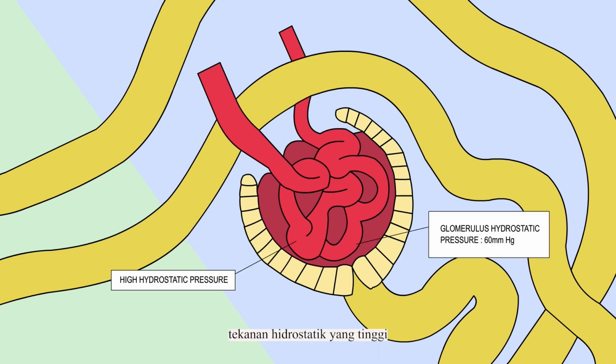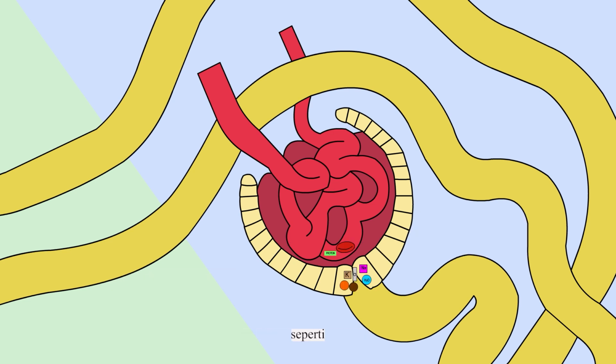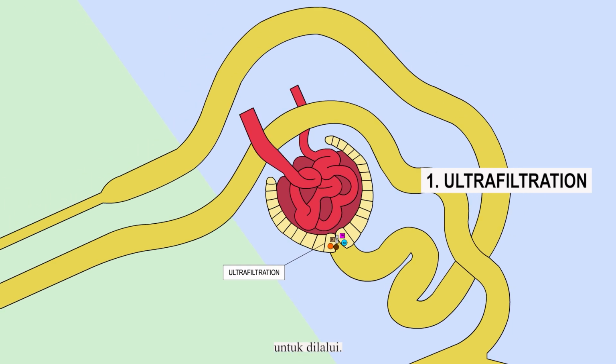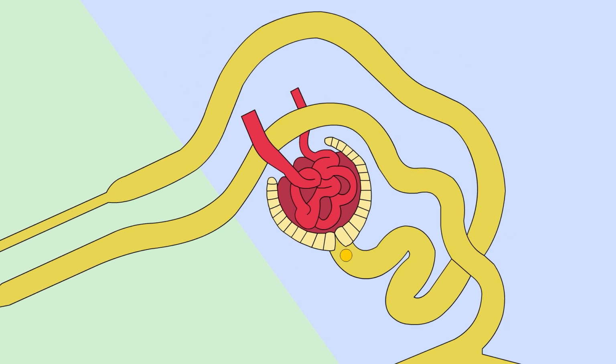Due to the high hydrostatic pressure in the glomerulus, water and other small molecules such as glucose, amino acid, urea, creatinine, sodium, calcium, and chloride will seep through the wall of the glomerulus capillaries into the cavity of Bowman's capsule. This process is known as ultrafiltration, where it does not allow bigger molecules such as protein, red blood cells, and platelets to pass through. Now, the fluid that enters the Bowman's capsule is known as glomerular filtrate.